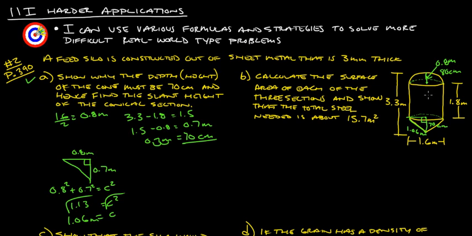So let's see. We have the 3 sections. We've got the half sphere here, we have the cone here, and then we have the cylinder here. So I think I'd rather find the cylinder first.